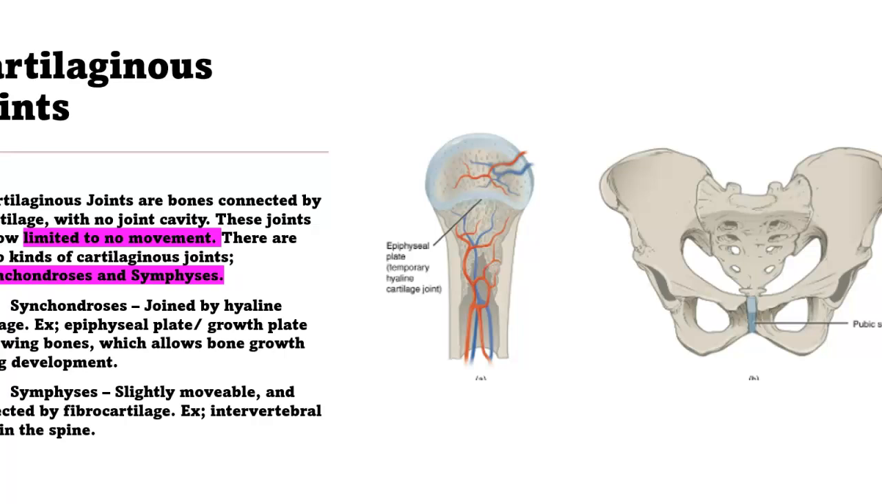Cartilaginous joints are bones connected by cartilage with no joint cavity. These joints allow limited to no movement. There are two kinds of cartilaginous joints: the synchondrosis and the symphysis.